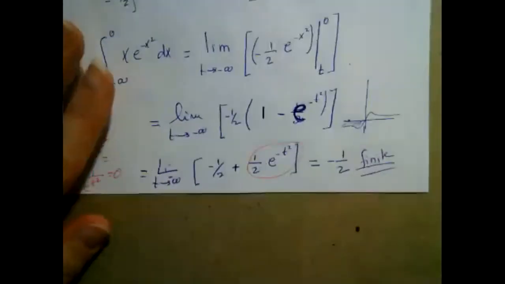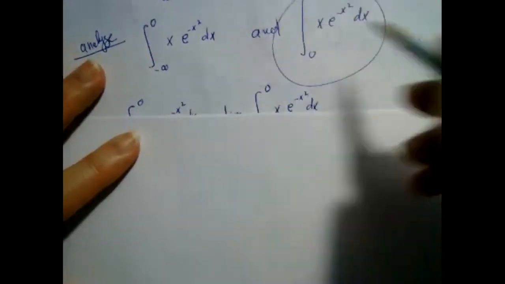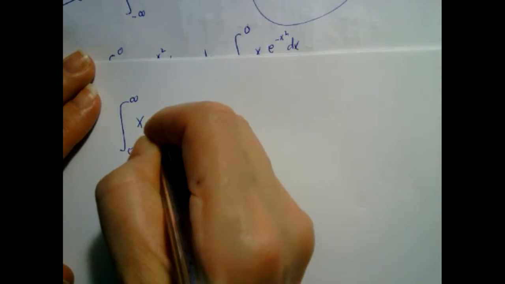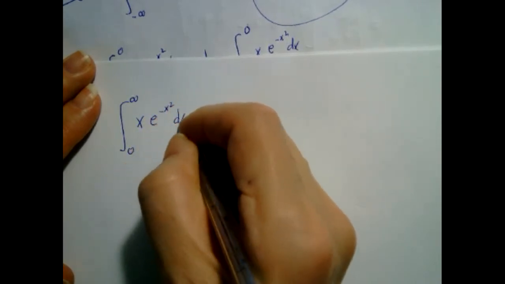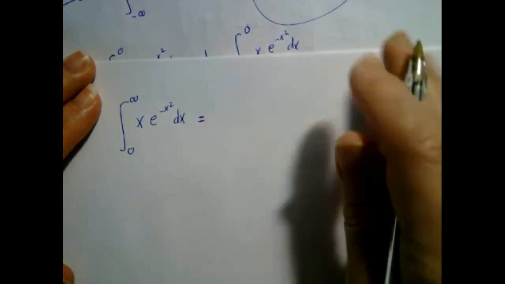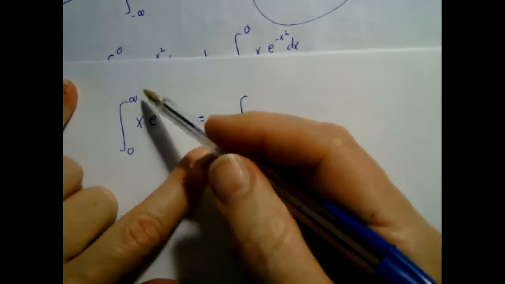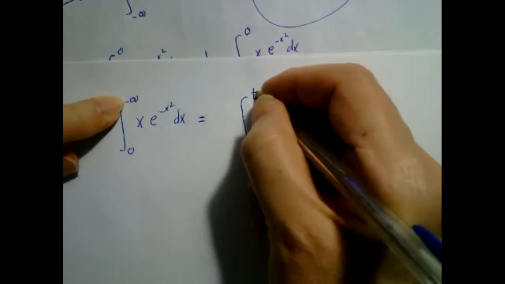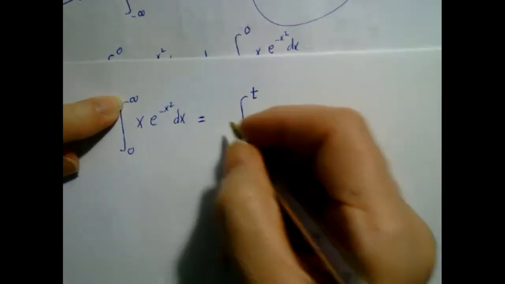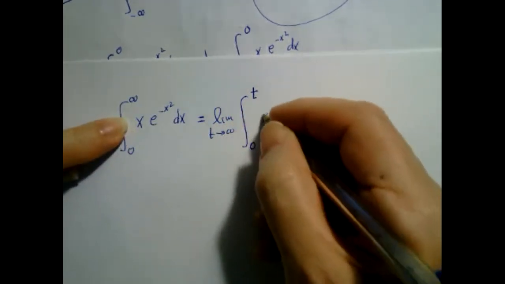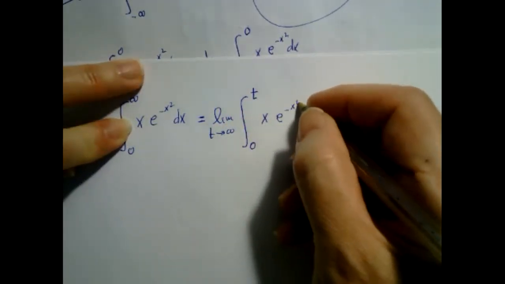So we will do the other one, which is going to be quick because I already evaluated the antiderivative. Now we have to look at this piece: the integral from 0 to plus infinity of x e to the minus x squared dx. This is equal to, that's an improper, that's a plus infinity. So this is my t now, and that's my 0. I will let the upper bound go to infinity, and inside it's the same integral, e to the minus x squared dx.